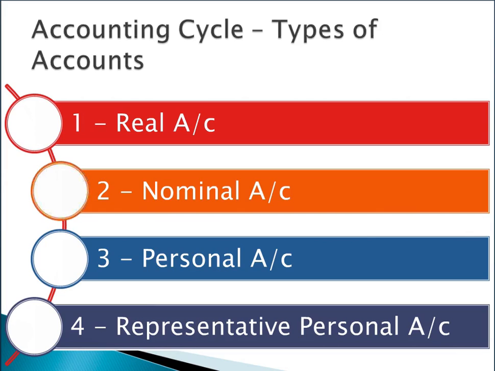So what is an account first? At one level we can say an account is something which was money before. Now it has become stock. Now it has become furniture. That money has become building, let us say. So that's an account. There are basically, to start with, 3 types of accounts. First is called real account, nominal account, personal account. Then a 4th type we will see later, representative personal account.